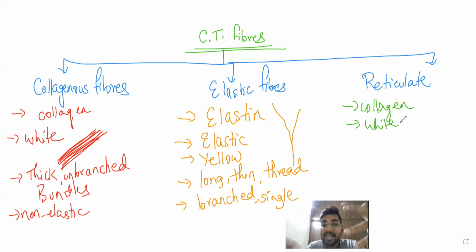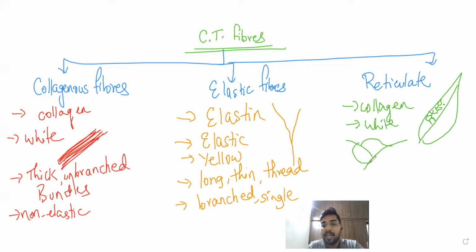They look like a network. What do you mean by reticulate? In plants, you would have studied parallel venation and reticulate venation. Reticulate means if you take a leaf, it will have network-like veins, right? So these network-like veins are called reticulate venation. Similarly, these reticulate fibers connect in the form of a network. They are branched, in a mesh-like structure. So these are called reticulate connective tissue fibers.